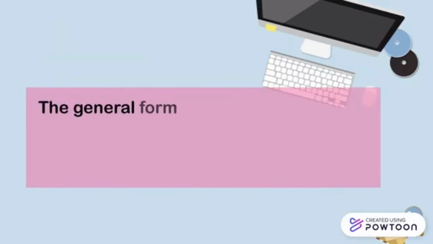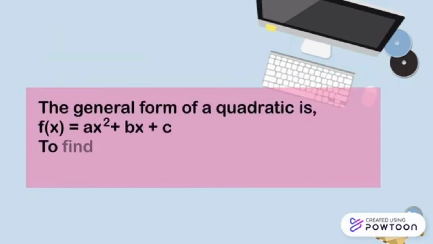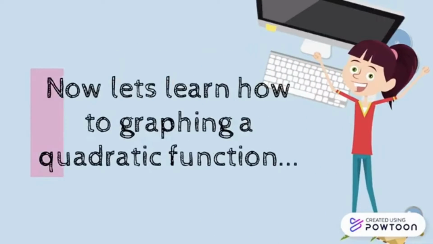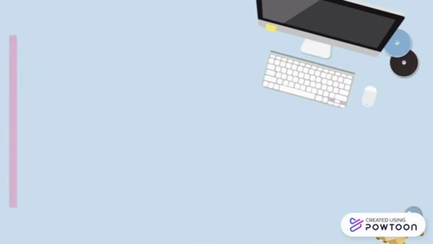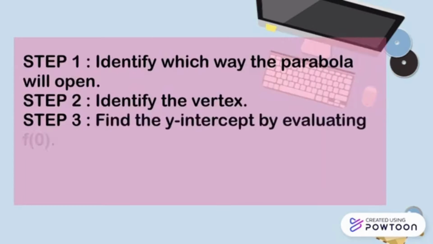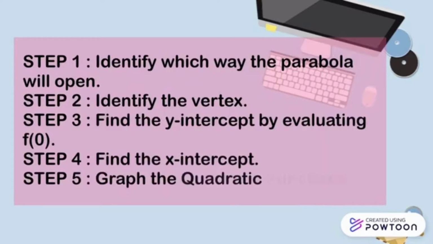The general form of a quadratic is f(x) = ax² + bx + c. To find the vertex using this form, you need the axis of symmetry, x = −b/2a. Now, let's learn how to graph a quadratic function. First, identify which way the parabola will open. Second, identify the vertex. Third, find the y-intercept by evaluating f(0). Fourth, find the x-intercepts. Then, graph the quadratic function.